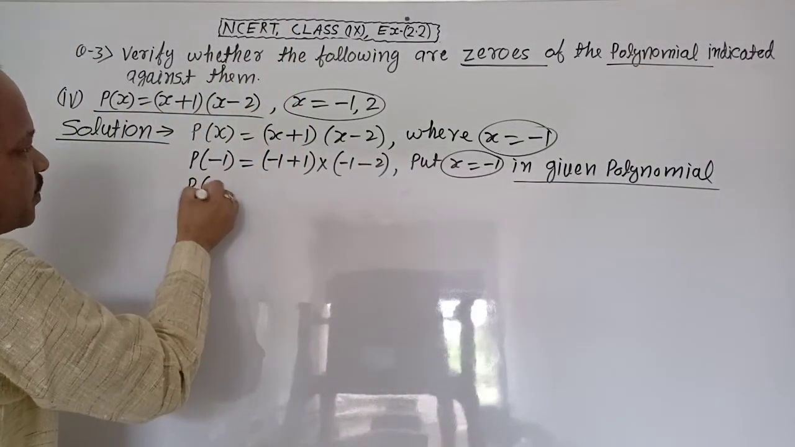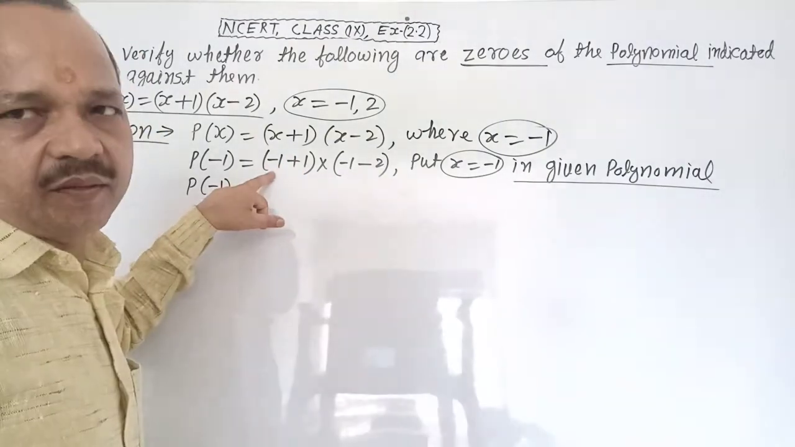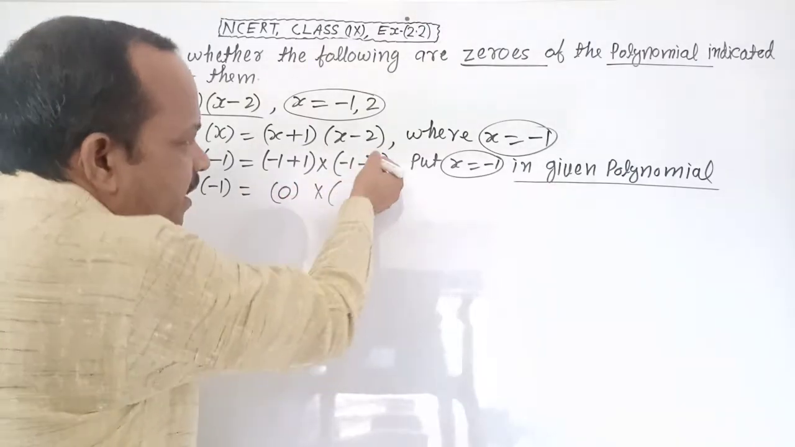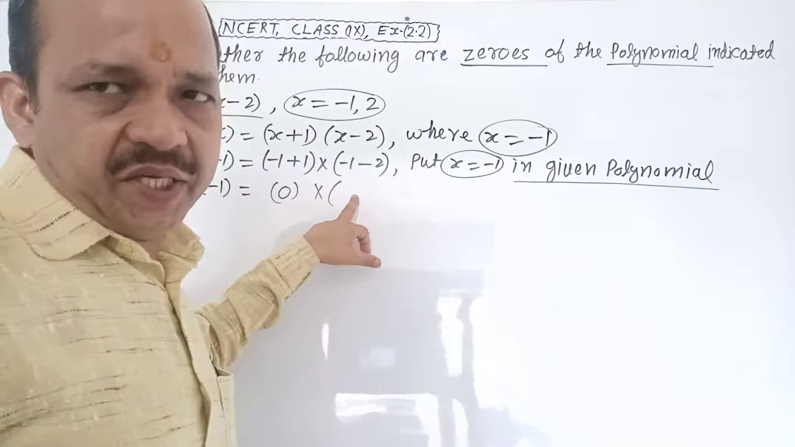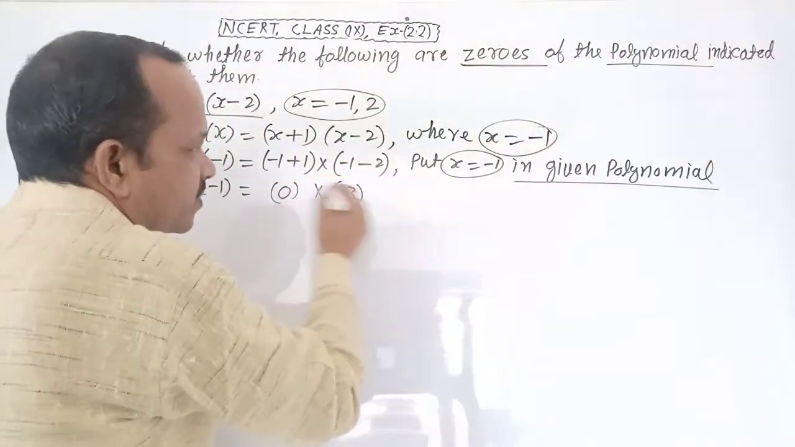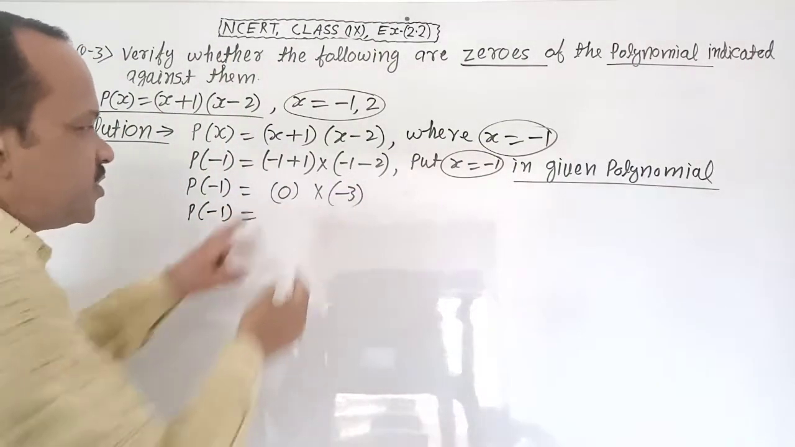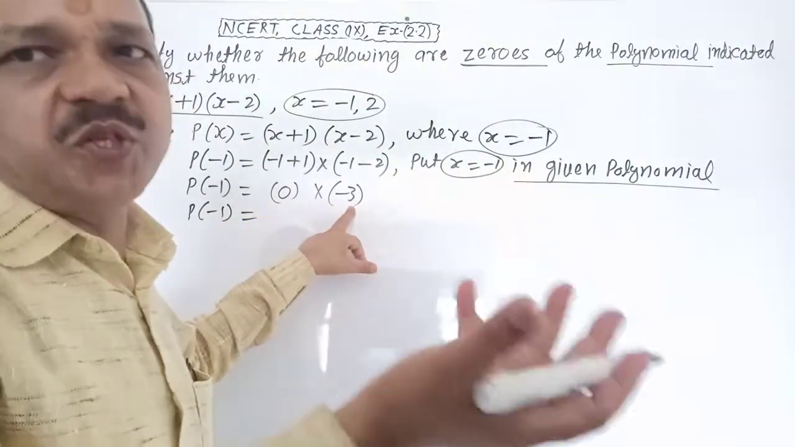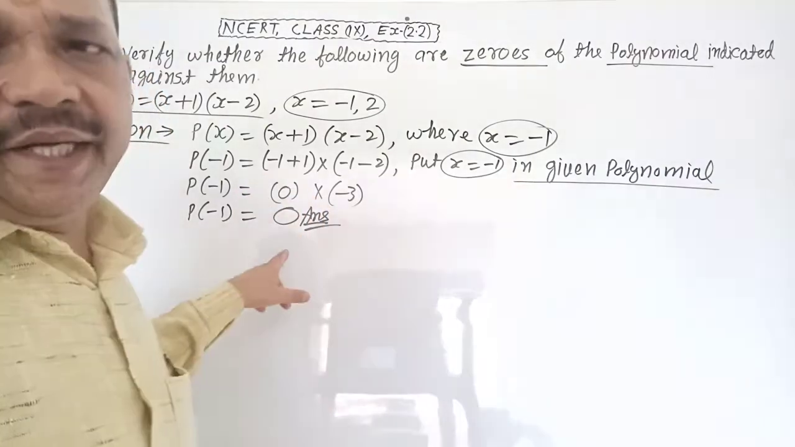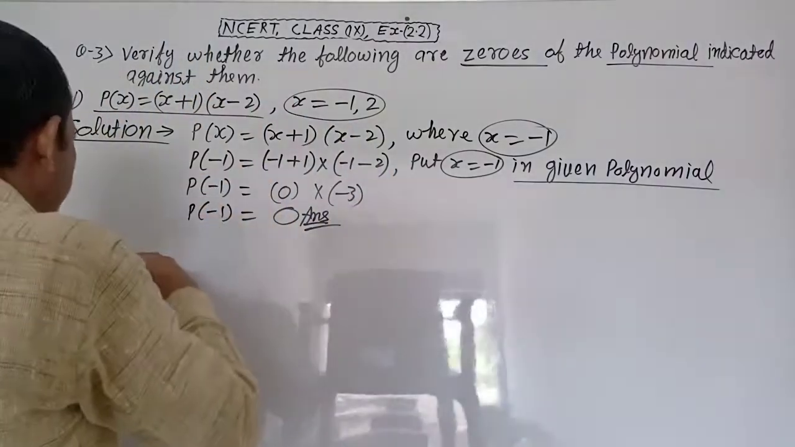It becomes p(minus 1) equals, here plus 1 and minus 1 become 0. Minus 1 and minus 2 become minus 3. p(minus 1) equals 0 multiplied by minus 3 becomes 0, equals 0 answer. You find your answer 0. Is it clear? Next step.